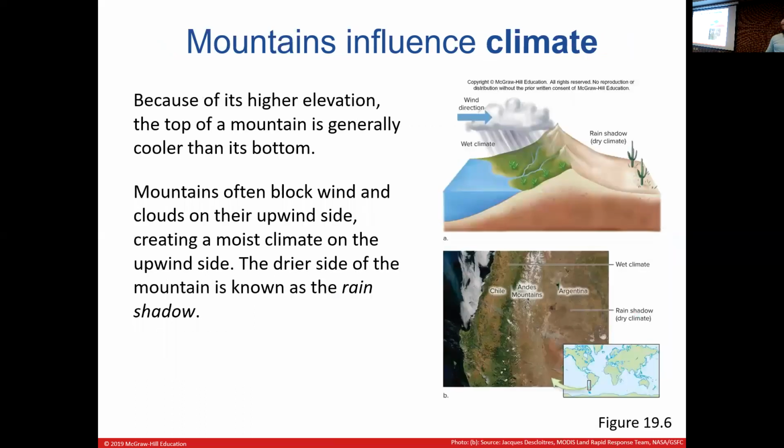And finally, we'll get to some of those more local features, things like mountains and rivers, where they have higher elevation or lower elevation. And as a result, it kind of changes how that weather is going to interact with that very specific area. This is actually really interesting.